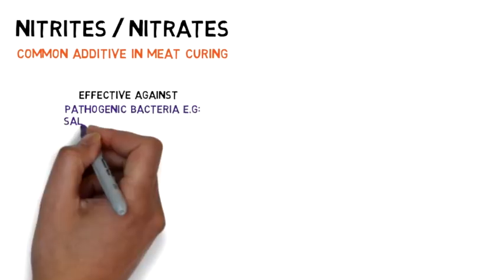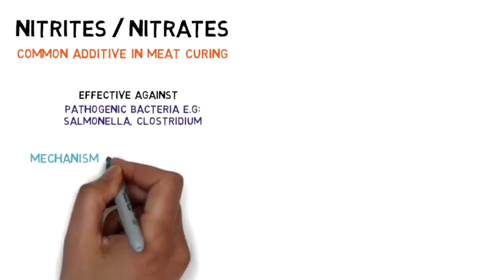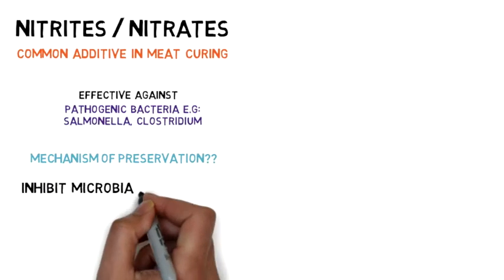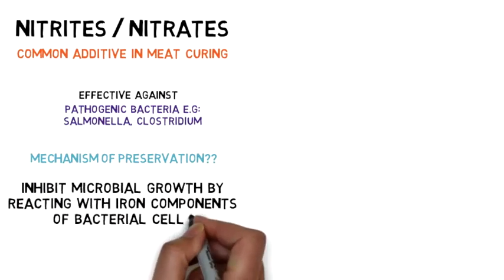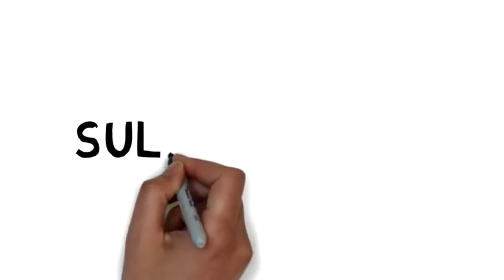Nitrites and nitrates. They are common additives in meat curing. They are very effective against pathogenic bacteria, for example Salmonella and Clostridium. The mechanism of preservation is that it inhibits microbial growth by reacting with iron components of bacterial cells.